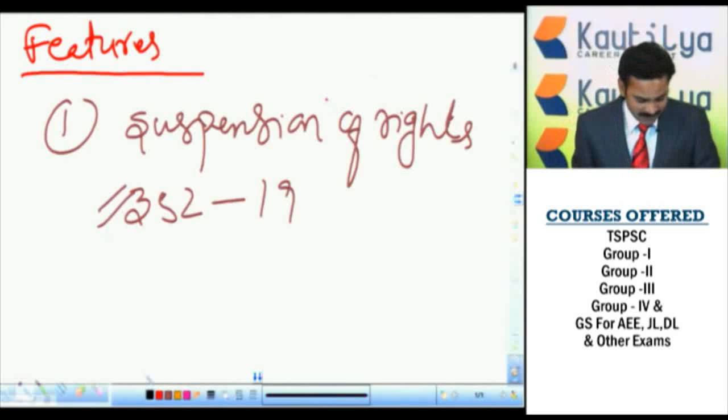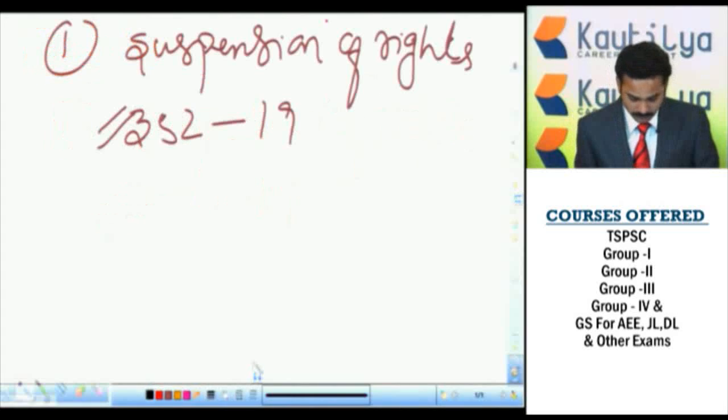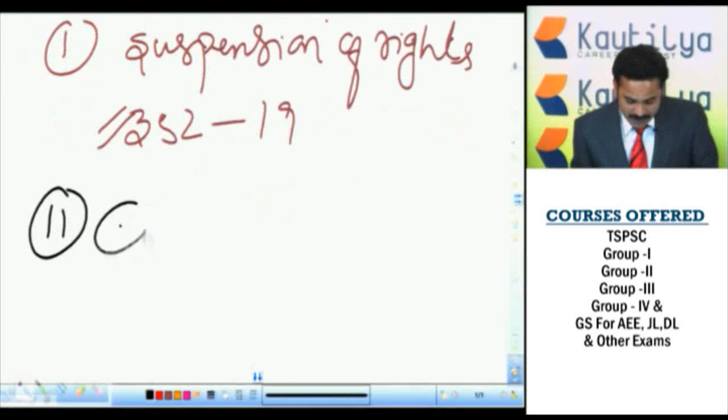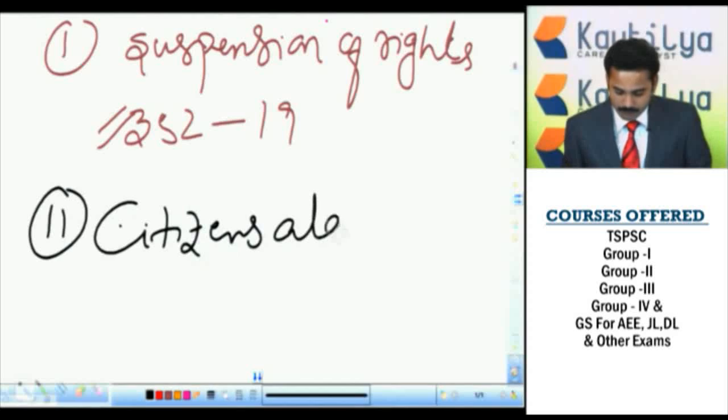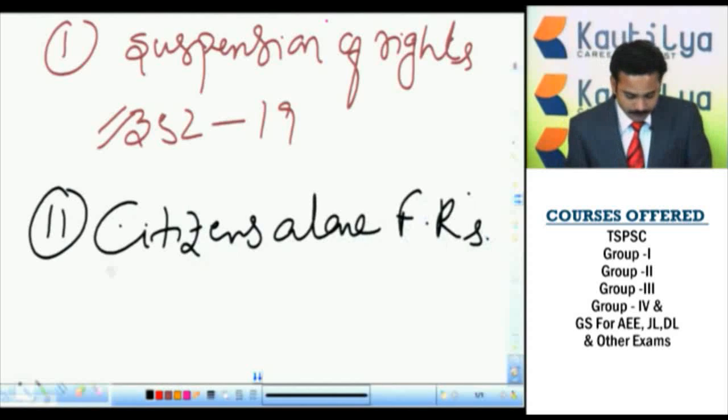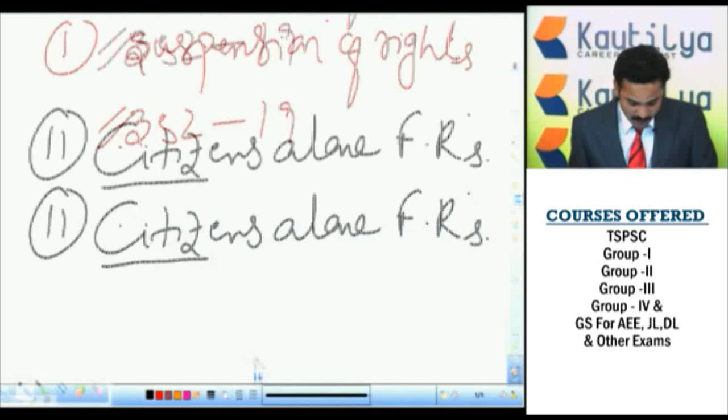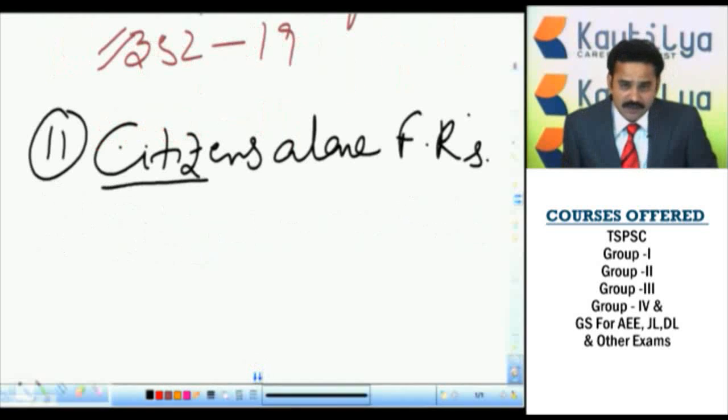And the second feature is that citizens alone enjoy fundamental rights. Another important feature of the fundamental rights is that some of them are guaranteed only to the citizens of India. In other words, some of the rights are enjoyed only by Indian citizens. Alien citizens cannot enjoy these fundamental rights.